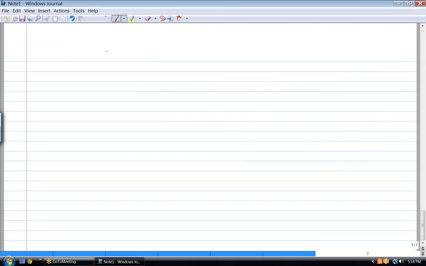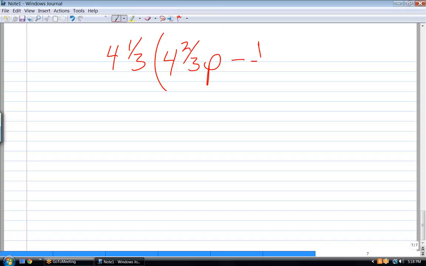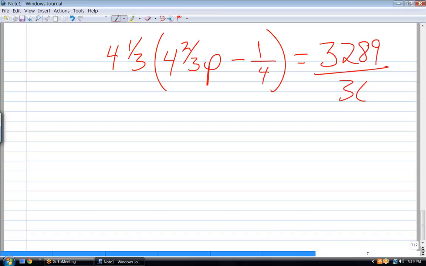4 1/3 (4 2/3 p minus 1/4) equals 3,289 over 36. Okay. It's a good way to proceed here. We've got a lot of choices as to what to do. Really quick, I'm going to try and see if that simplifies the last number.